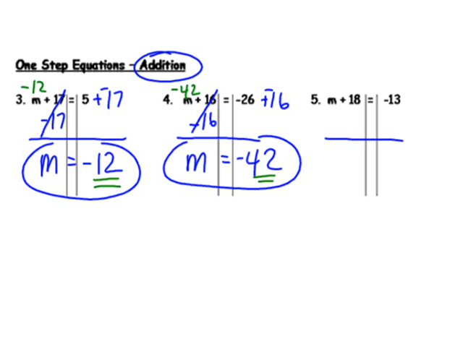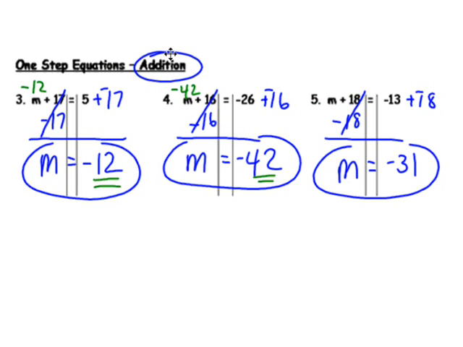The next one, I'm going to subtract 18 from both sides. I'm going to turn it into an addition, add the opposite. So negative 13 and negative 18 is negative 31. And let's check to see if that's right. Negative 31 plus a positive 18 is negative 13, so it checks.